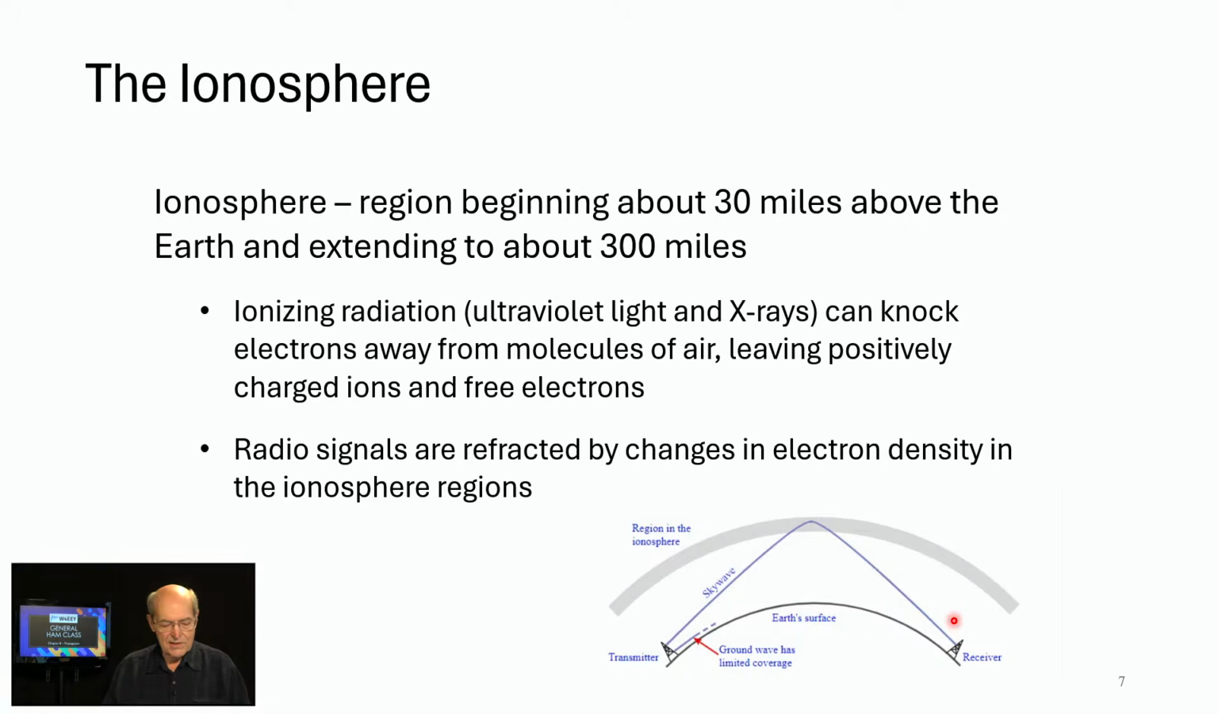So here we're showing that radio signals are refracted by changes in electron density, and I'll have some pictures of electron density coming up in a little bit. But as the air molecules are ionized, they form layers or regions in the ionosphere that cause this bending to occur. We'll get into that in more detail.